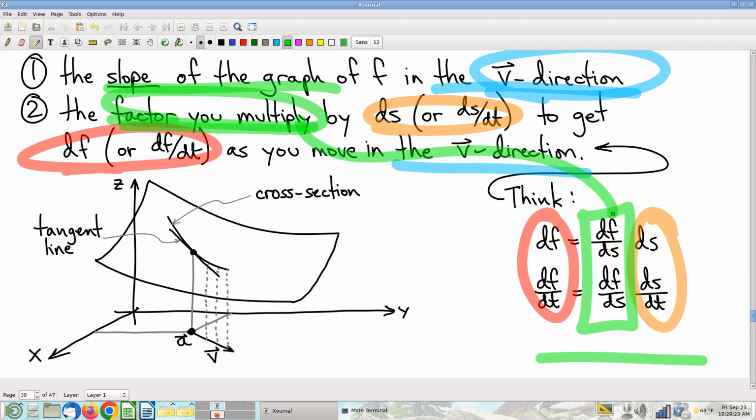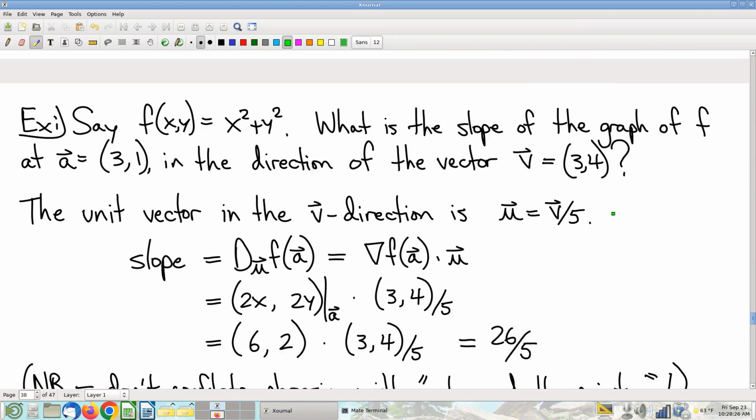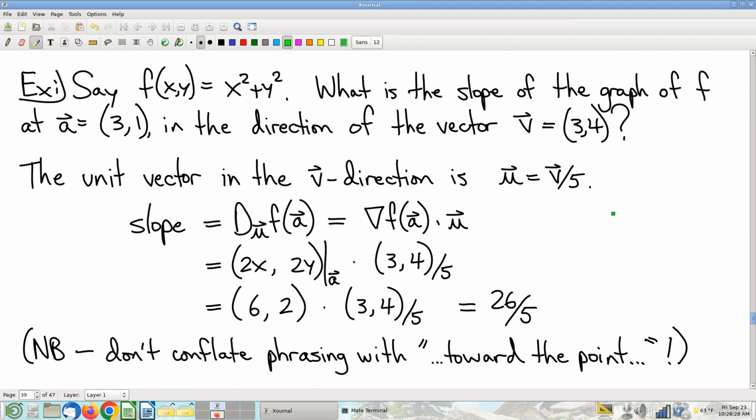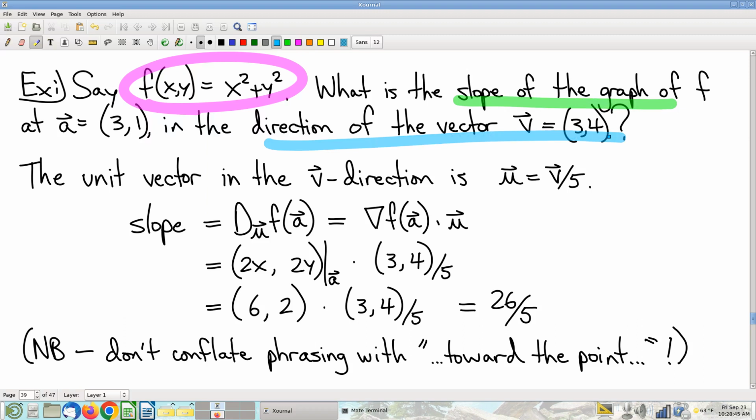All right. So let's see an example. I think I have a couple of examples here. Starting off with this one, we've got a function here, and I want to know what is the slope of the graph at a certain point in the direction of a certain vector. Notice the way this is phrased, it's practically straight out of one of the interpretations that we've given for the directional derivative, right? Slope of the graph at a certain point, moving in a certain direction.